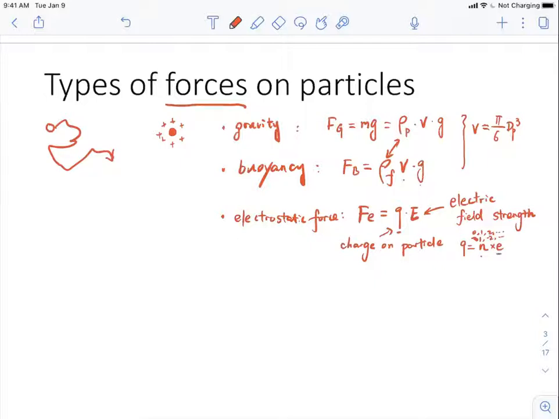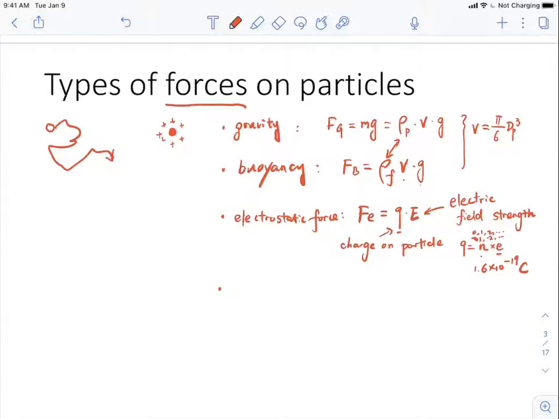And the E here is the elementary charge. That's 1.6 multiplied by 10 to the negative 19 Coulomb. This is the charge that's carried by one single electron. Okay, so this is the electrostatic force.